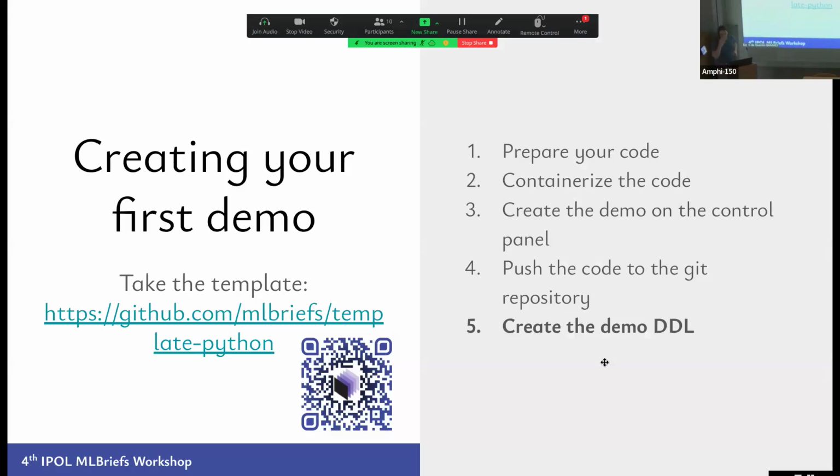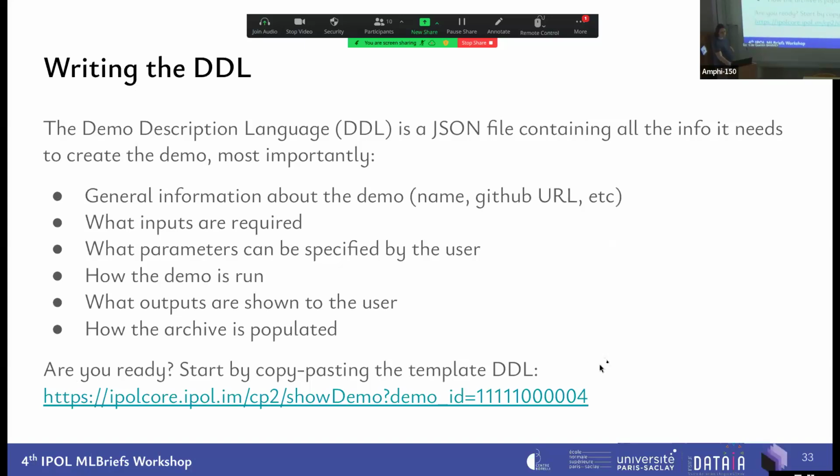Finally, the last step is to create the DDL, the Demo Description Language. It is a JSON file that contains all the information to run the demo and create it. Most importantly, the general information: the name of the demo, the title, the link to the GitHub repository, the required inputs, the parameters, how to call the demo from the command line, which outputs to show to the users, and how to show the results of the experiments to all users as a form of history.